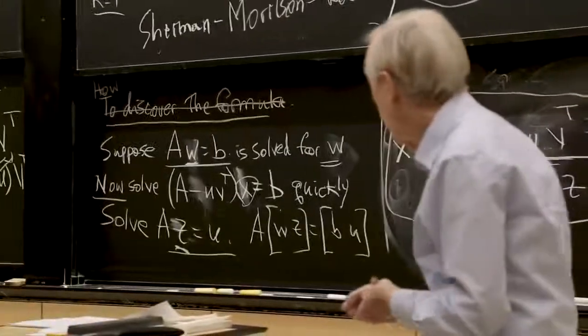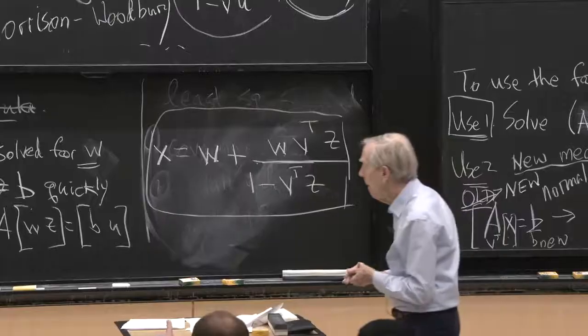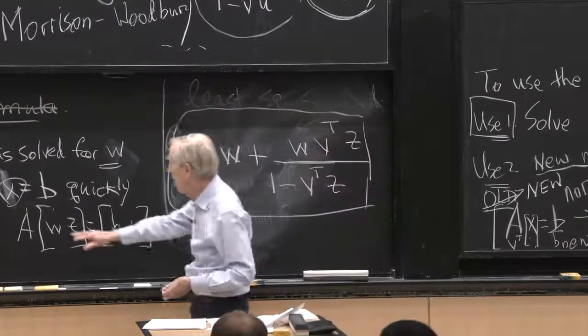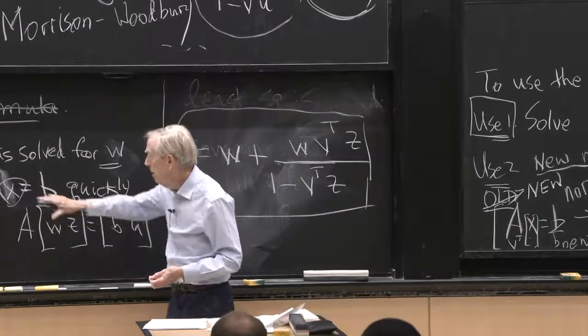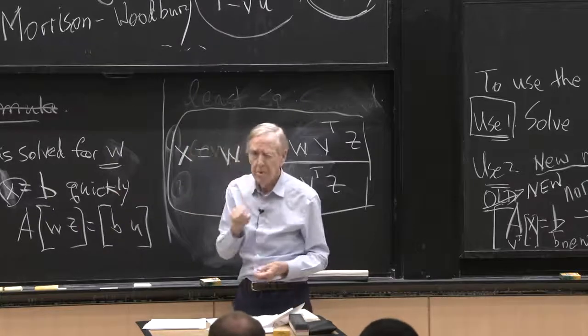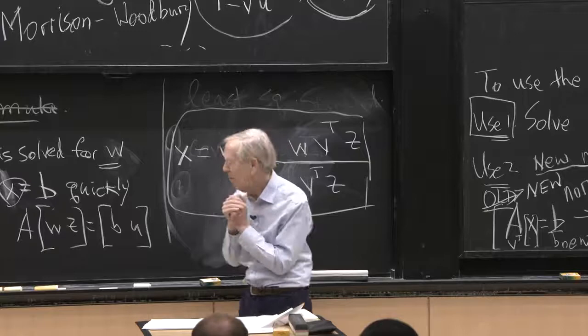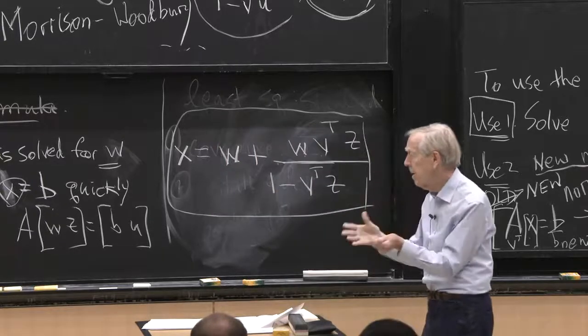Would it be also a good idea, so you have A minus U V transpose X equals B, to write A minus AZ V transpose X equals B, and factor out A on the left? I could probably do this other ways, yeah. I hope you follow up on that and write it down, yeah.